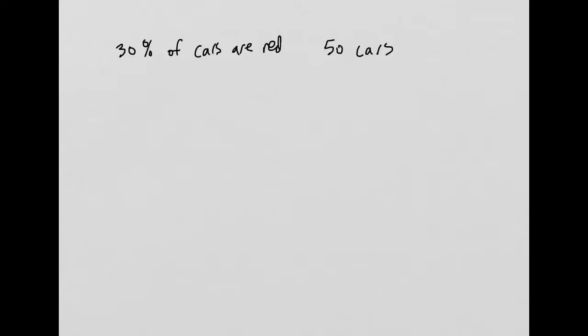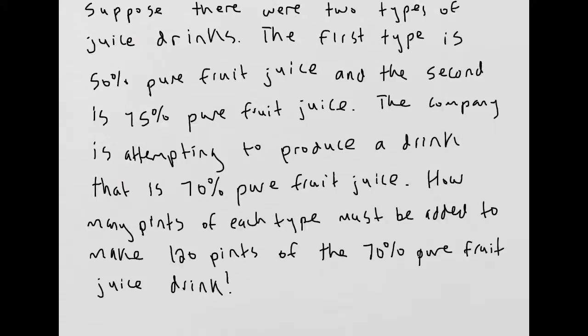But if I know there are 50 cars in the lot, how do I figure out how many of those 50 cars are red? Well, if I take the percentage and write it down as a decimal and I multiply that by the total number of cars, that's going to tell me how many of those cars are red. So if I take the percentage that are red and multiply that by the total cars, that's going to give me the number of red cars. So we're going to use that idea in this problem.